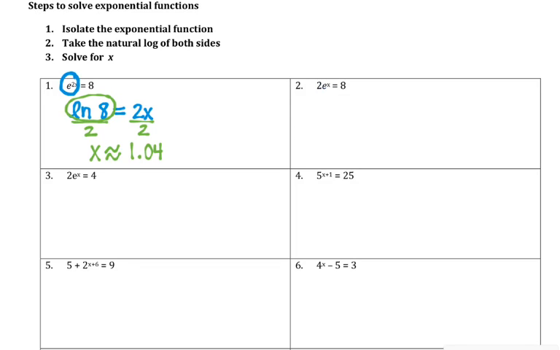Okay. In the next problem, we talked about this a little bit already. We have more than just a base with its exponent here. We got to divide by 2 before we do our natural log stuff. So what's 8 divided by 2? 4. So I have e raised to the x power is equal to 4.